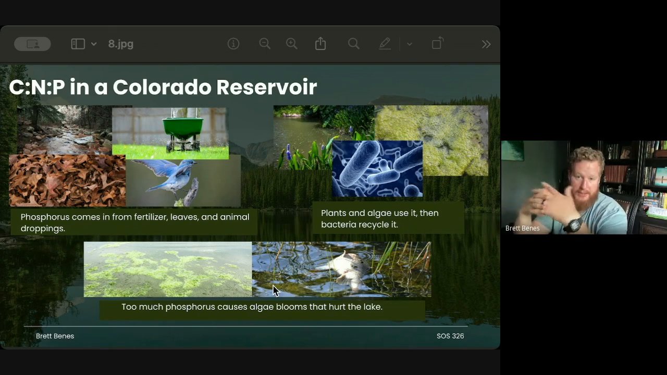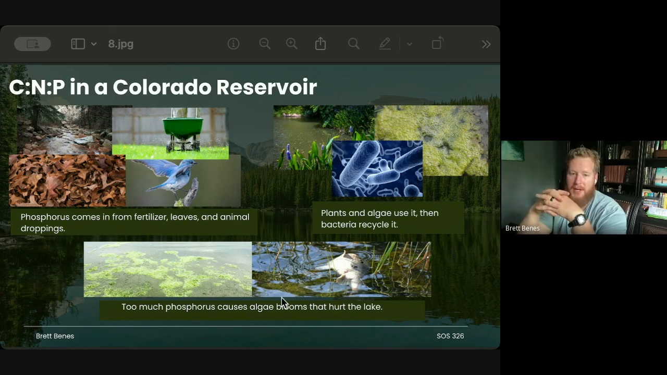Outputs: phosphorus leaves the system when water flows out of the lake, when it sinks down into the mud and gets stuck, when people catch fish and take them home, or through things like drinking, pretty much anything that takes water or takes something that has taken in that mineral out of the water.